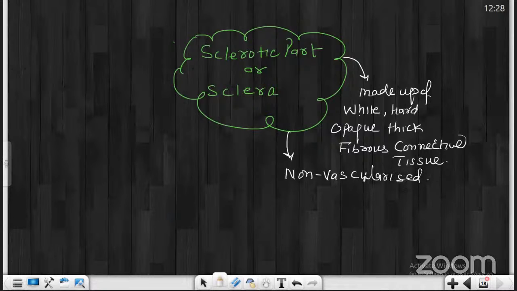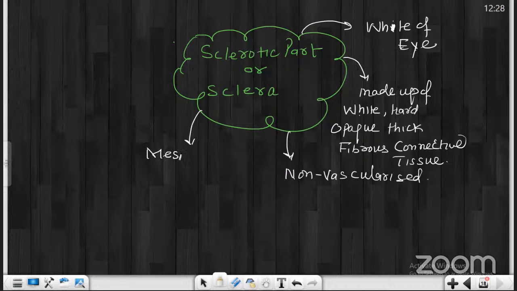This layer is also called the white of the eye. तो स्क्लेरा को हम यहाँ लिख देते हैं, white of eye भी कहा जाता है इसको, white color होने की वजह से. And this part of the eye is mesodermal in origin. ये क्वेश्चन आया था इसलिए यहाँ डिस्कस कर रहा हूँ.